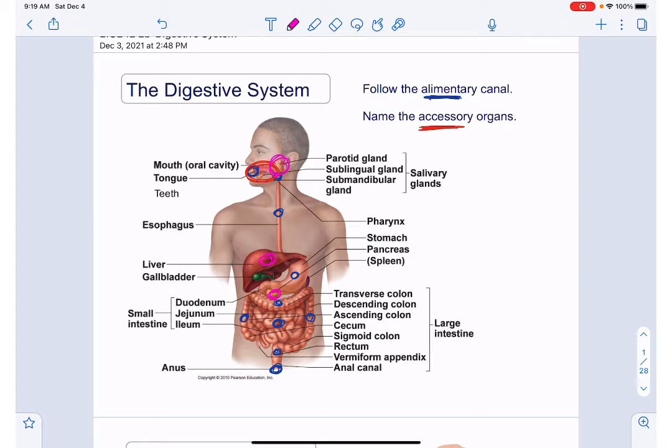And again, we're going to go through the oral cavity today. And so we have these salivary glands, and what are these salivary glands going to do? Well, they're going to produce saliva, and they're going to secrete that saliva via ducts into the oral cavity, and that's going to help with various digestive processes.